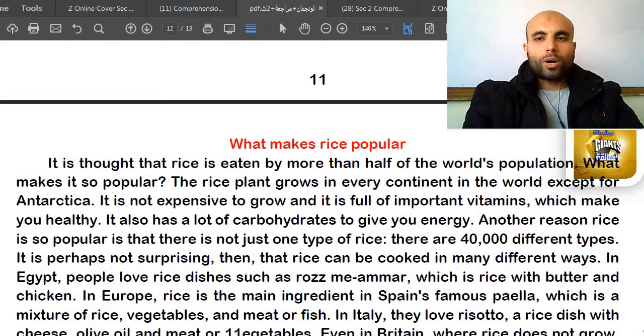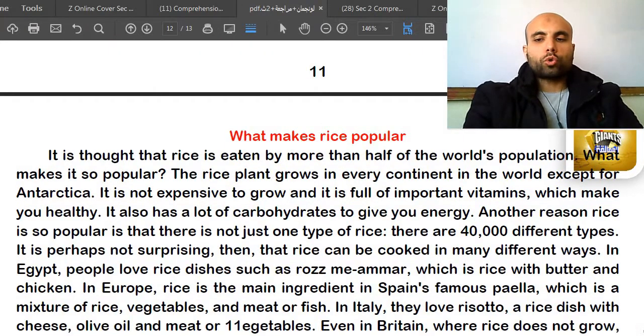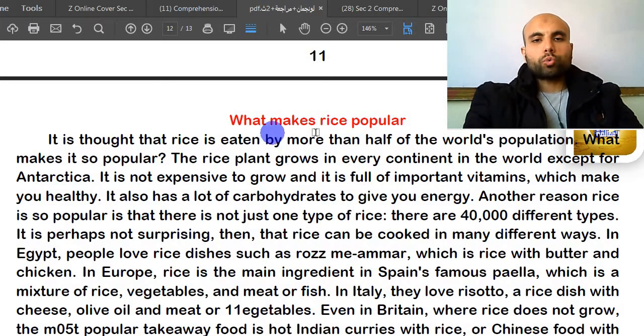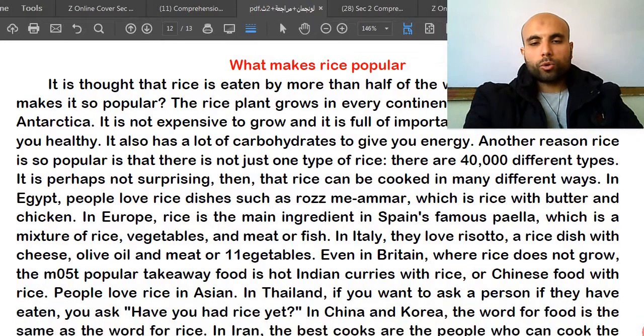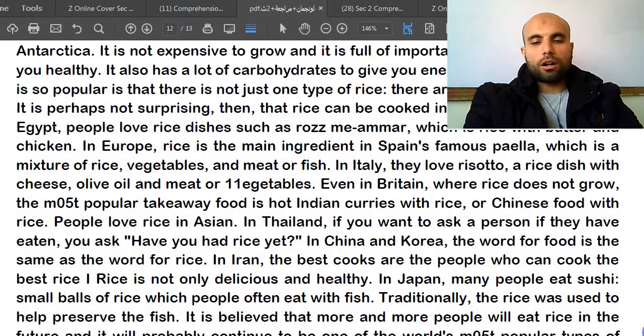So what is the first step? You have to go to the questions first. And it's talking about what makes rice popular. So now let's move to the questions to get the main idea of the comprehension.